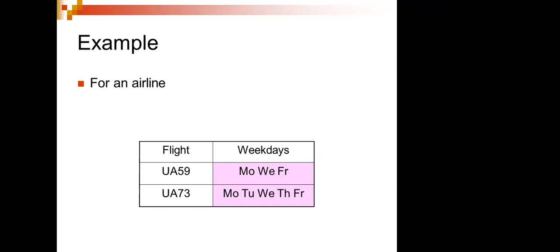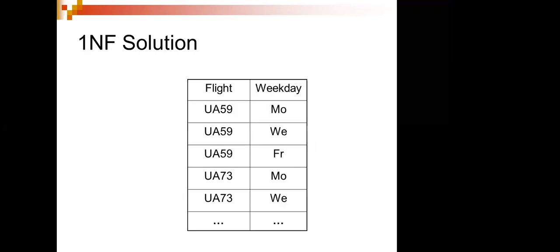In those particular days, this flight is going to run. That means the airline has provided the facility that on these days this particular flight is going to run. So how are we going to convert it into normal form? First normal form. See, this is how I'm going to convert. So 59 should be on Monday, 59 on Wednesday, 59 on Friday, 73 on Monday, 73 on Wednesday, and so on.